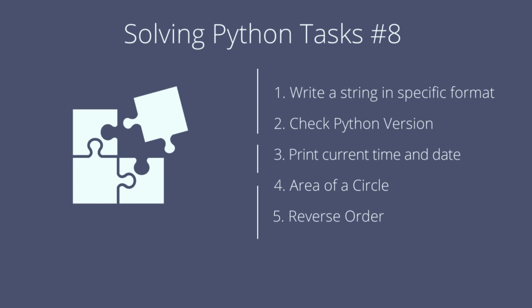Hello, everybody. Today we are going to solve 5 more Python challenges for beginners. Write a string in specific format. Check Python version. Print current time and date. Area of a circle. Reverse order.